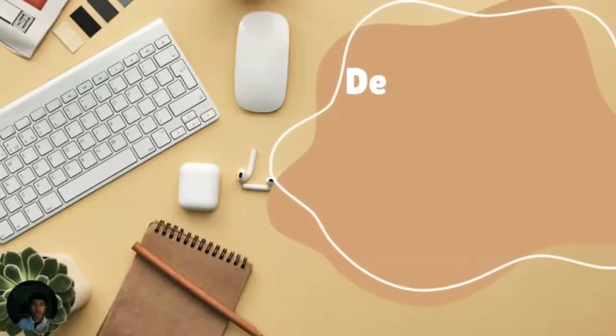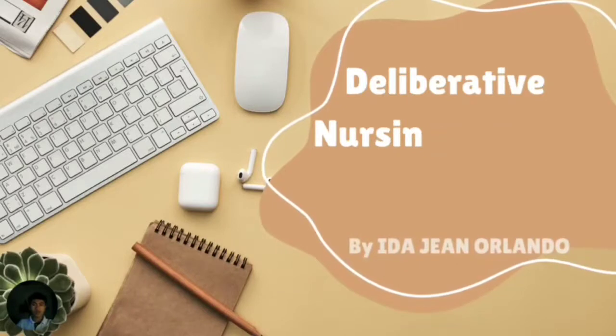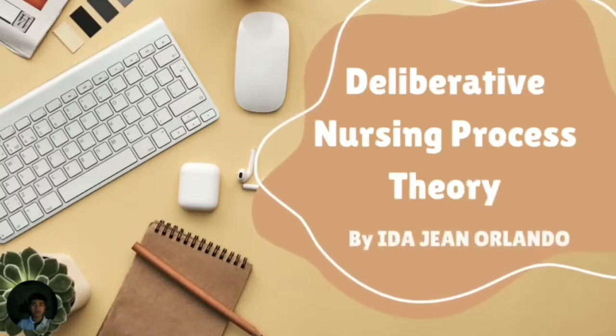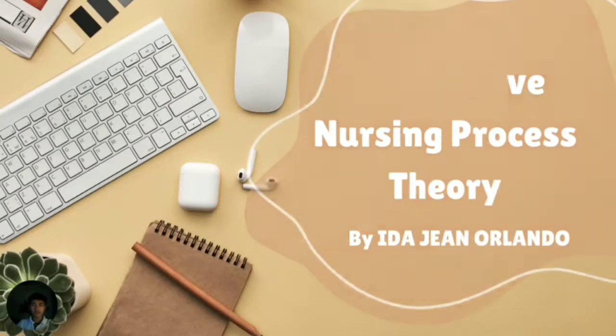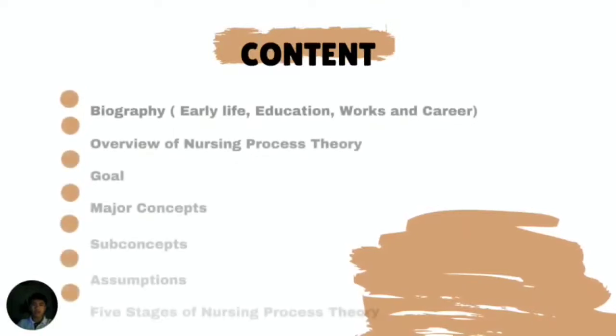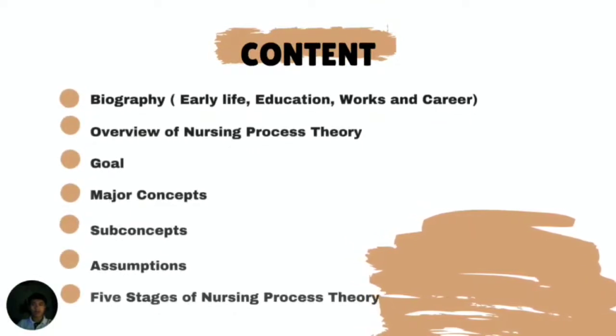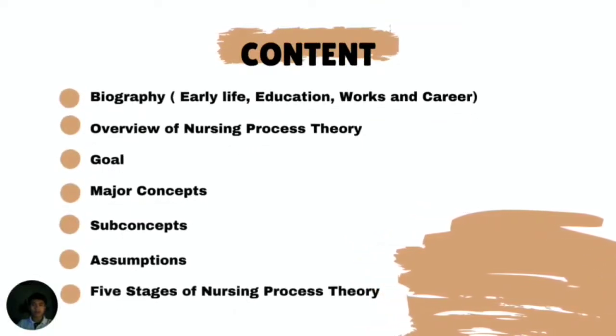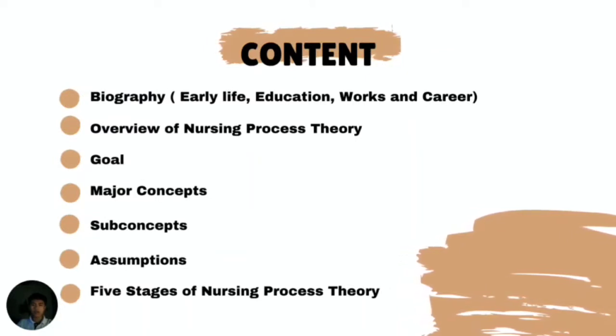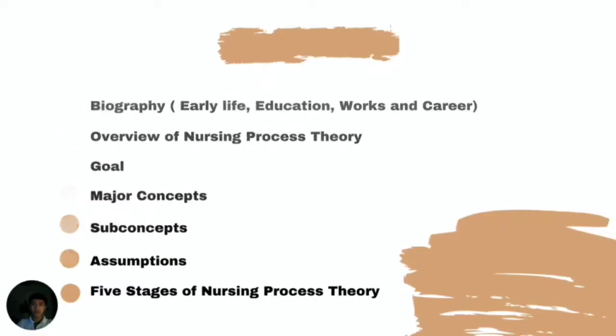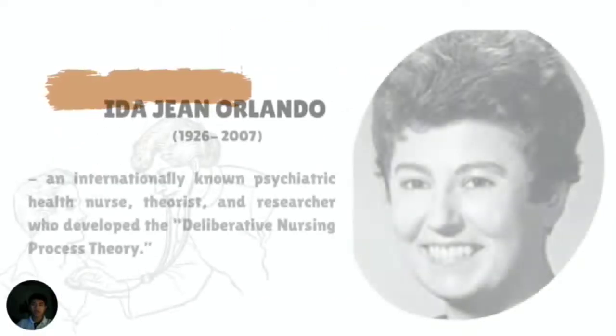Today we'll be tackling the deliberative nursing process theory by Ida Jean Orlando. It is expected that we'll be discussing her biography, the overview of the nursing process, the goal, the major concepts, sub-concepts, assumptions, and the 5 stages of the nursing process. So to start with the presentation proper, let us know more of the theorist. Who is Ida Jean Orlando?